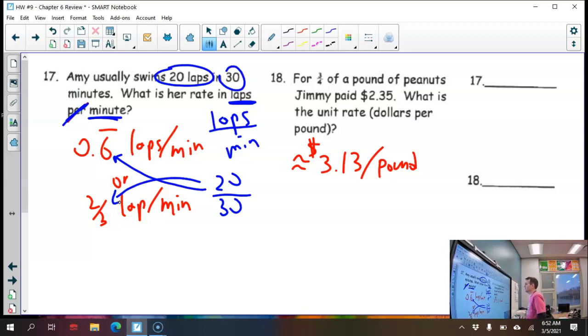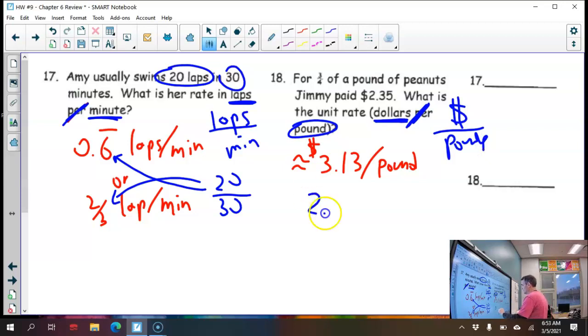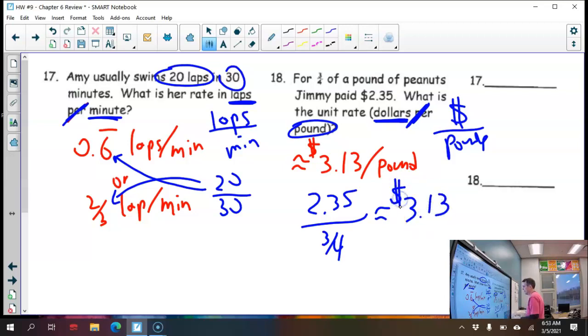And kind of the same thing over here. I want dollars per, so I'm going to be dividing dollars by pounds. And when I do that, I would divide 235 by 3/4. And I can do that in my calculator, and it's a repeating decimal. So I rounded it to the nearest penny and made it $3.13 per pound.